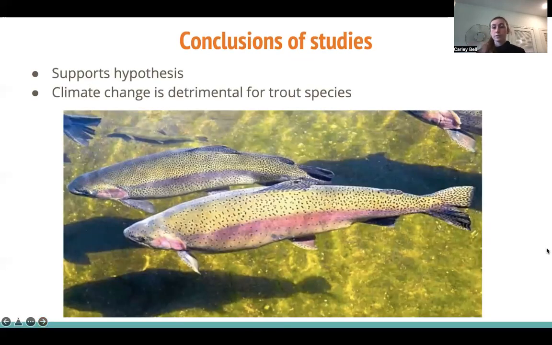The conclusion of both of the studies in this entire study is that the results support the hypothesis in that as climate change increases, all these trout species will lose habitat and will have less occurrence. And overall, it just shows that climate change is detrimental for trout species.